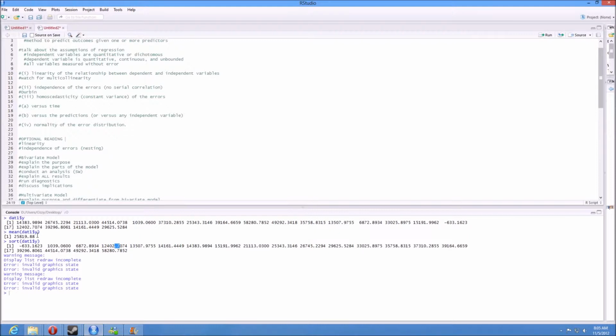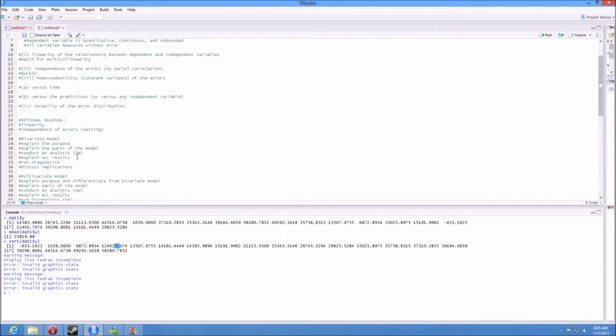So how could we be a little more precise about this? Well, one method we can use is to use predictors, and that's what we're going to do with regression. So with regression, we can use either one predictor or multiple predictors to predict an outcome variable. Now, if you use one predictor, that'd be a bivariate model. If you use multiple predictors, that'd be a multivariate model.